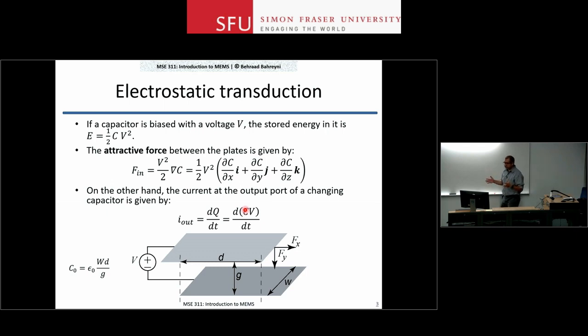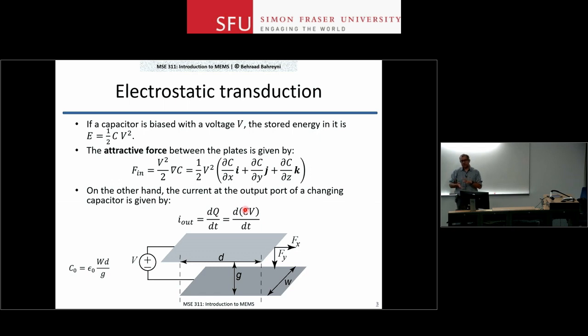If the changes are very slow, if you're basically looking at DC changes, obviously you don't get a current, but you get a different amount of charge on the capacitor. And we can still measure those, or you can measure the capacitance variation through different interfacing methods. We'll talk about those later in the interfacing section of the course.